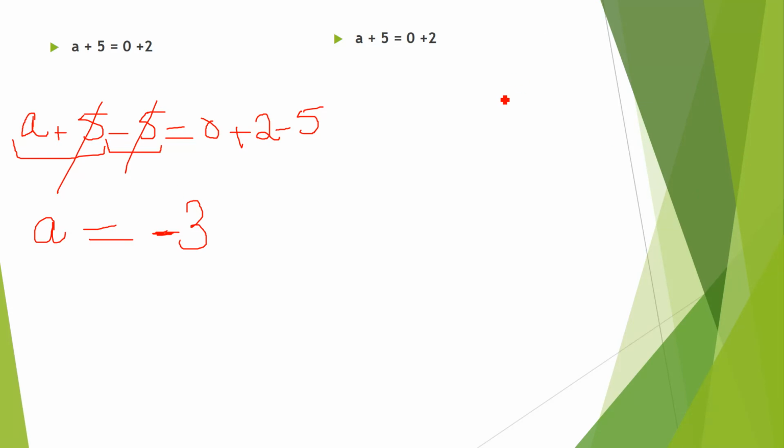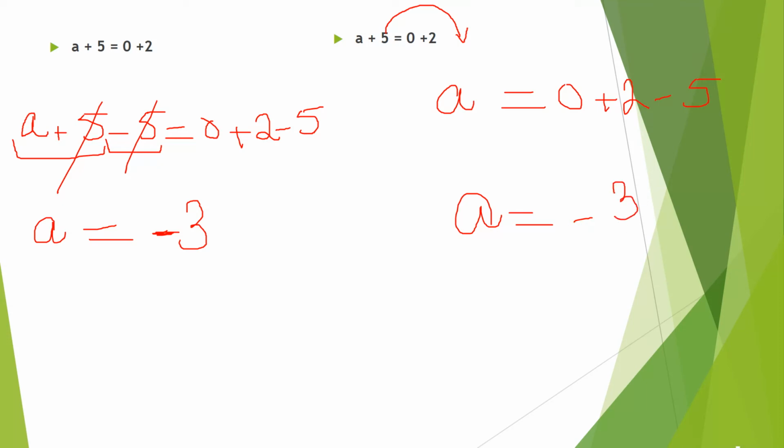Okay. So here A, only the variable on the left hand side, right hand side write down as it is, whatever you have. What is remaining? Positive 5, bring it to the other side of the equation, its sign will change. So again A is equal to minus 3. Right? I hope it is clear.